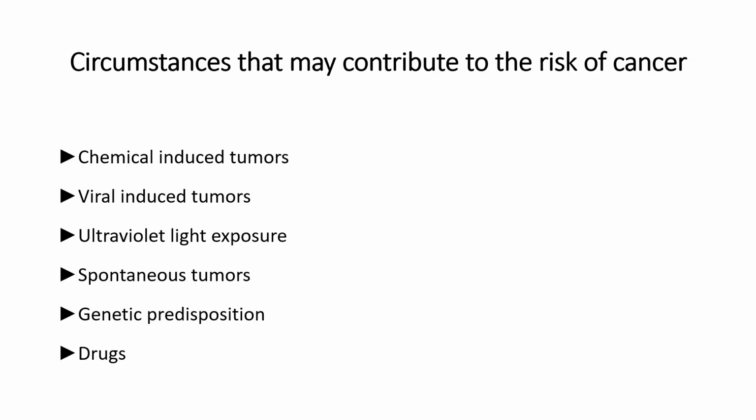There are a number of factors that could contribute to the risk of cancer, and that would include chemical-induced tumors or environmental things such as asbestos, lead, tobacco, radiation. You can have viral-induced tumors that stem from human papillomavirus, HIV, or the Epstein-Barr virus. You can have ultraviolet light exposure that contributes to a person getting cancer. You can have spontaneous tumors that just kind of appear out of nowhere. You can have a genetic predisposition to cancer, let's say a genetic chromosome abnormality. And certain drugs can increase your risk of cancer, drugs like steroids and estrogen.